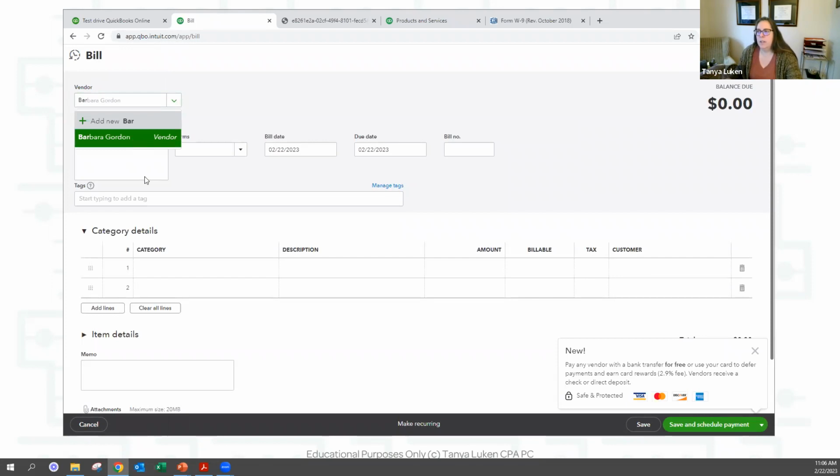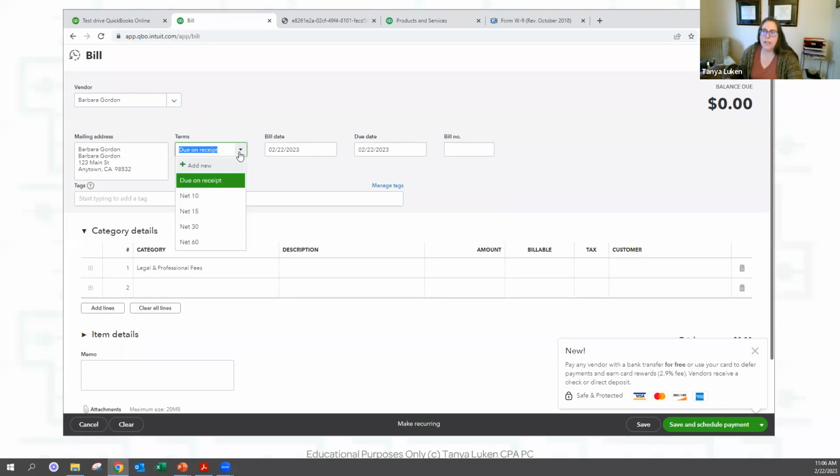All right. So Barbara Gordon did some work for us. Her terms are due on receipt, so we're supposed to pay her, but let's say that it's a project and we negotiated some things and we're going to pay her in 60 days. And so she gave us the invoice for today.